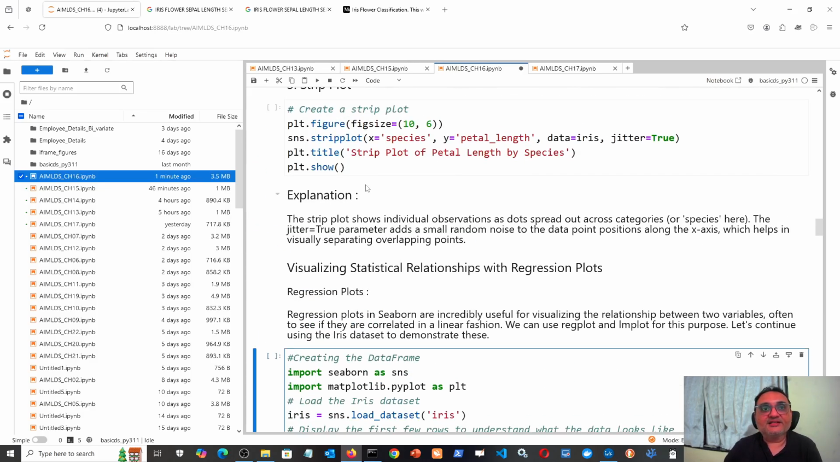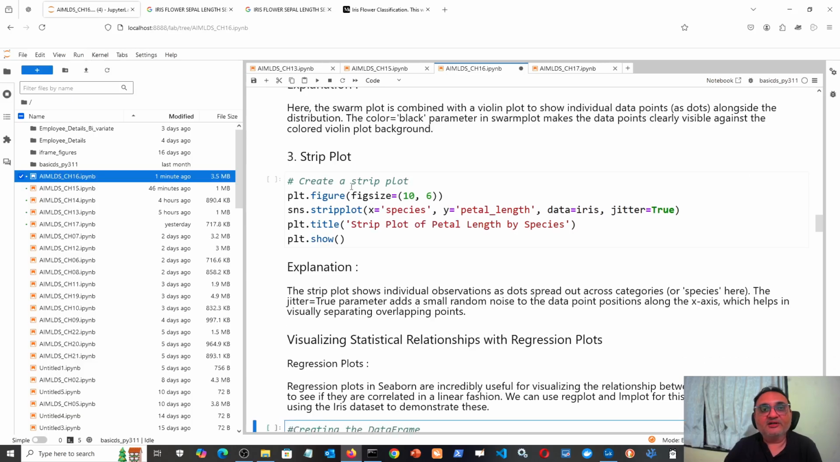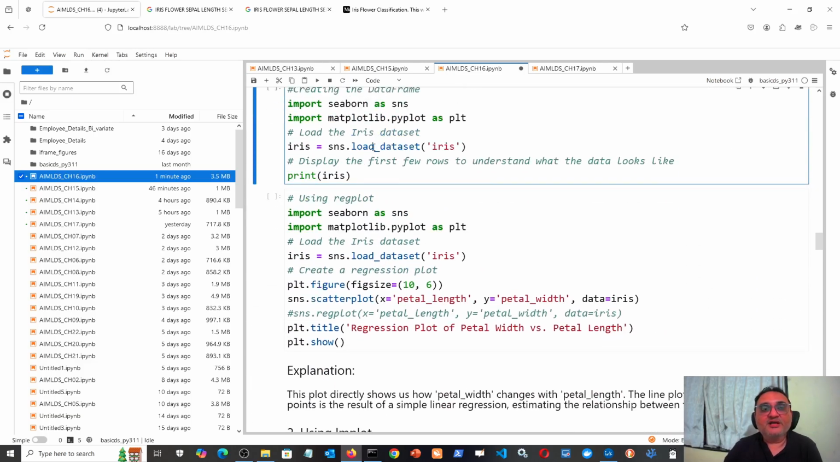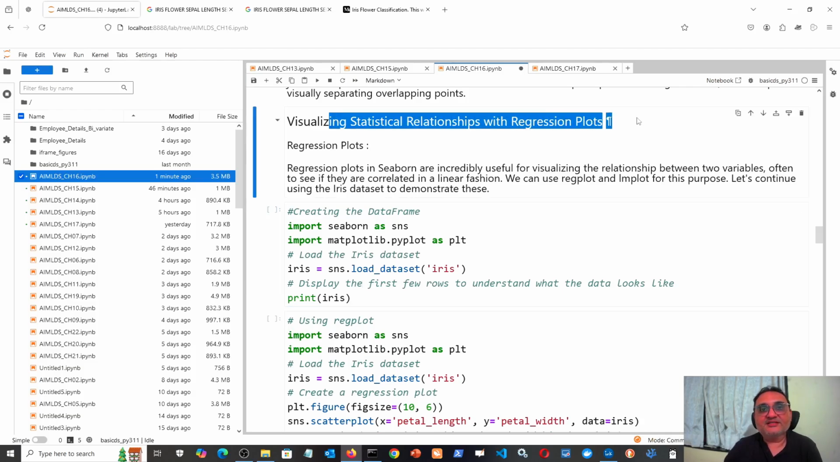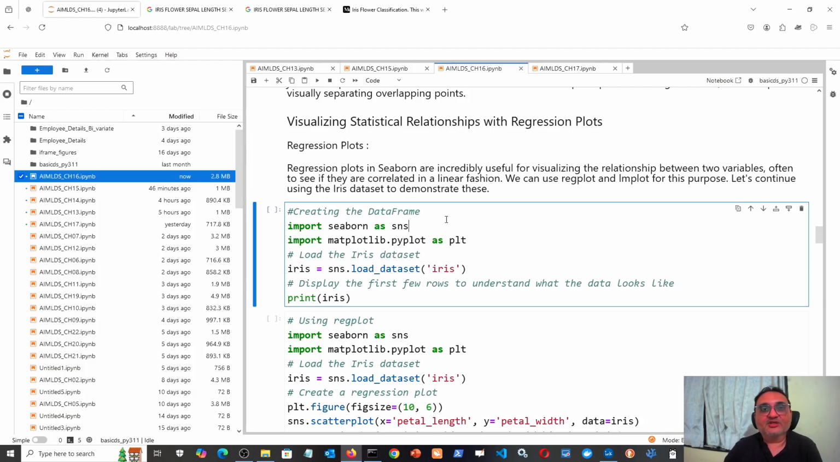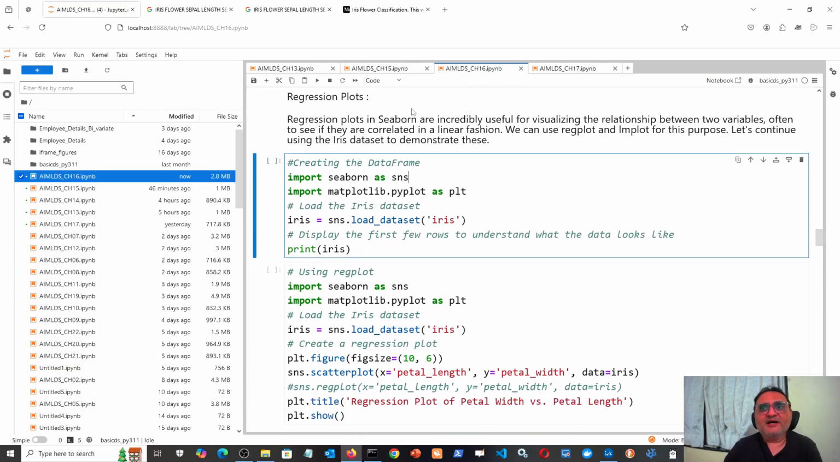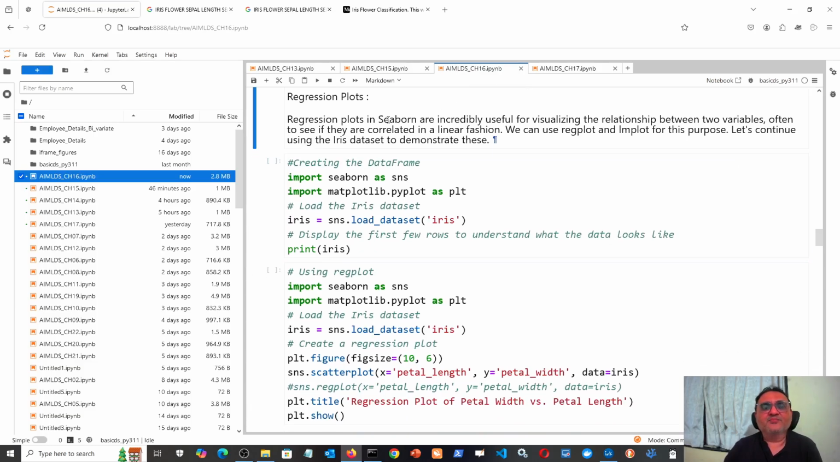In the previous lecture we covered three types of plot: violin plot, swarm plot and strip plot. Now we are doing visualizing statistical relationships with regression plots. This requires some discussion first.